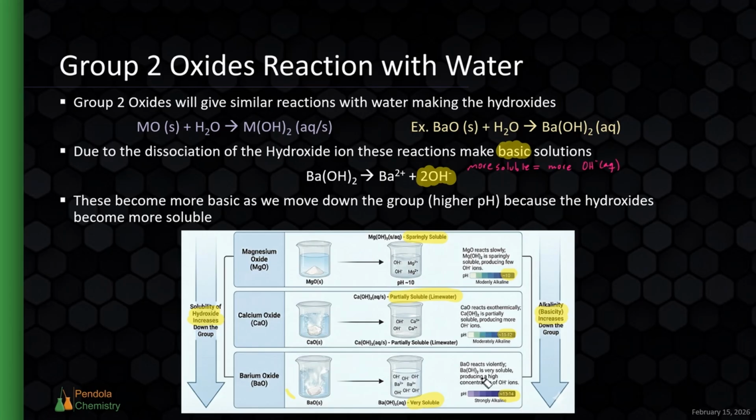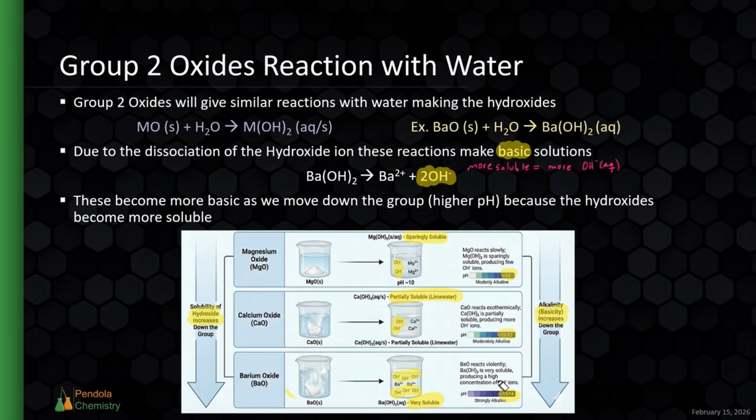They get more and more basic as we go down the group. Again, this is because of the hydroxides. The hydroxides are more soluble as we go down the group. They dissolve more, which leads to more hydroxide ions in solution. And the more hydroxide ions means that we have more basic solutions. So it's something to keep in mind.